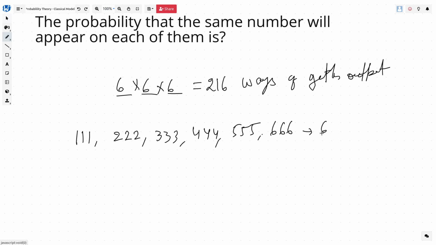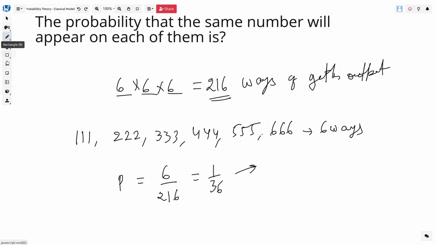So these are 6 ways, and the total number of ways is 216 ways. So the probability will be 6 by 216, that is 1 by 36. Okay. So it's easy, right? Let's try to move through a few more examples.